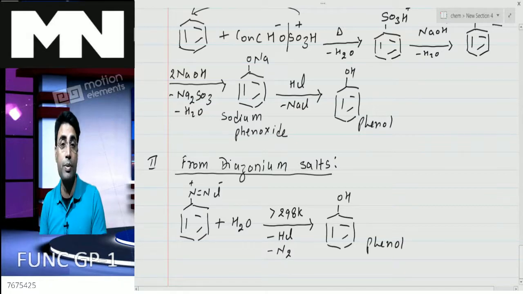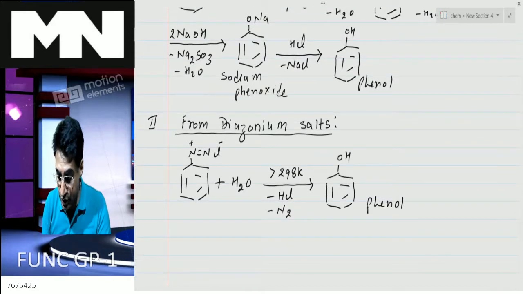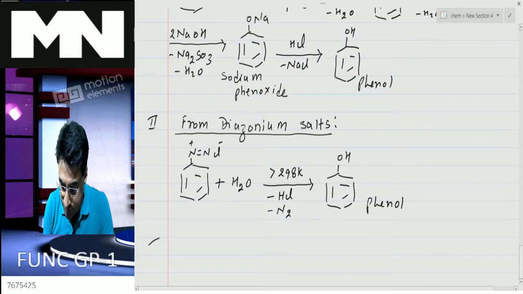So this is how you can prepare from benzene diazonium chloride. Simply you heat benzene diazonium chloride with water and the temperature has to be more than 298 Kelvin. You'll end up with phenol. Next we'll see from Grignard's reagent.